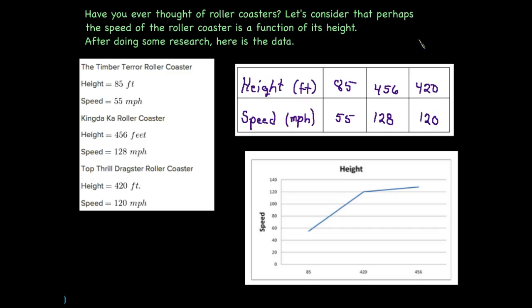Well, look what happens when I graph it down here. Here's our first point here at 85 and 55. And then we have one over here, this next one, which is out of order at 420 and 120. And then right here at 456 and 128. Notice by graphing, we are able to determine that this is in fact not a linear function. These points do not form a straight line when we connect them. So this is how graphing can help us to determine if it's a linear function.